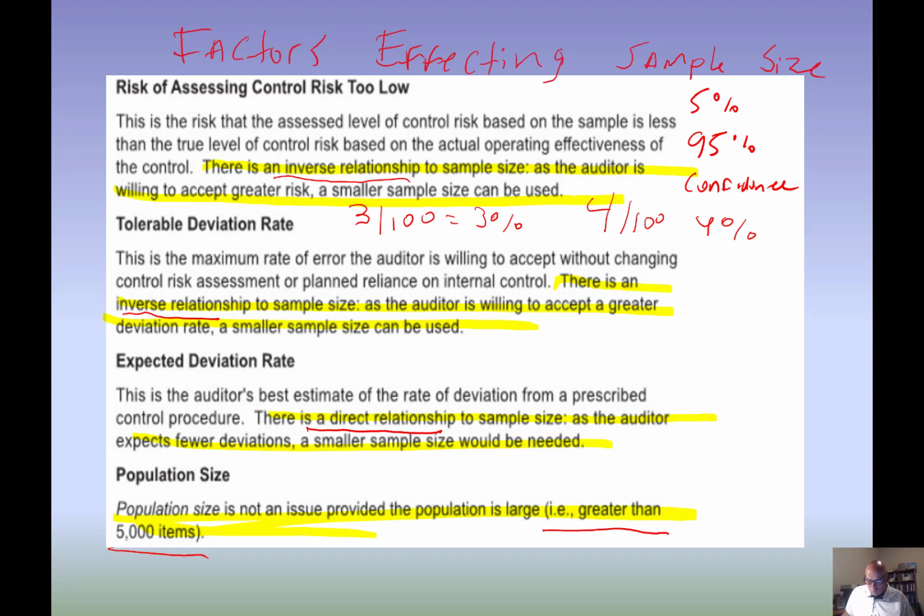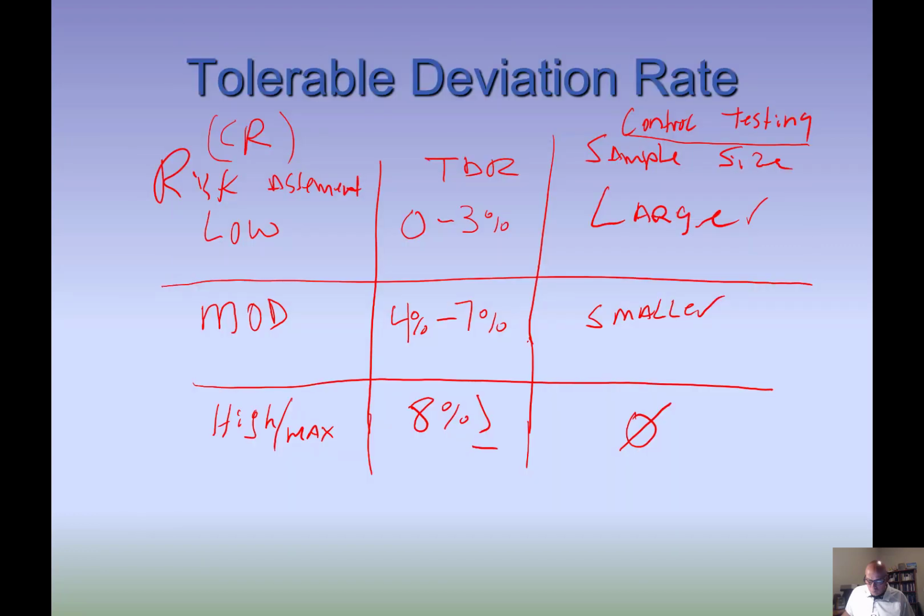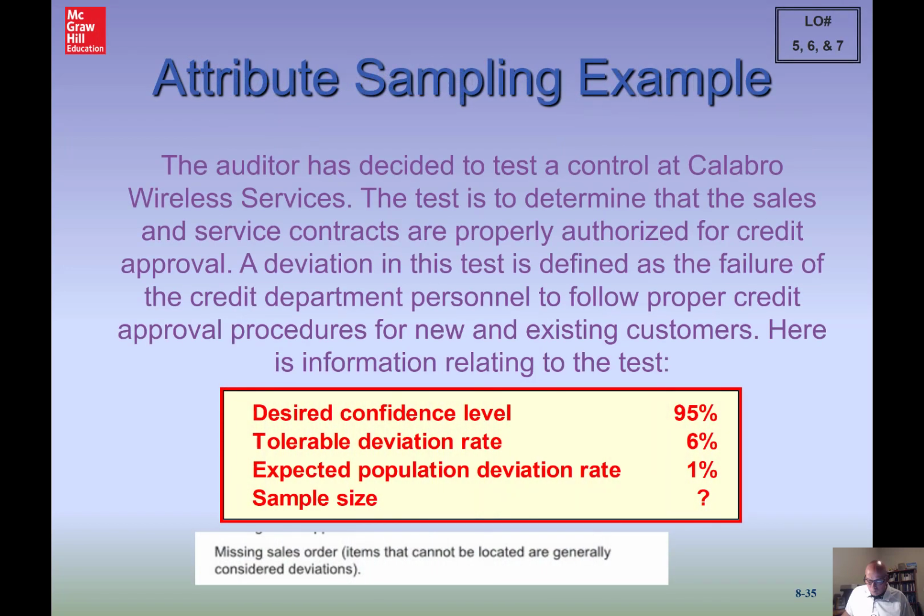So we're assuming larger populations. Okay, good. And there's our little illustration of tolerable deviation rate. Okay, so let's go ahead and take a look at this example. And this is a pretty nice little example in which they give us what? They give us the desired confidence level, which is the risk of assessing control risk too low. Okay, so they're translating that into confidence level, which is related, or another way of saying, our risk of assessing control risk too low.